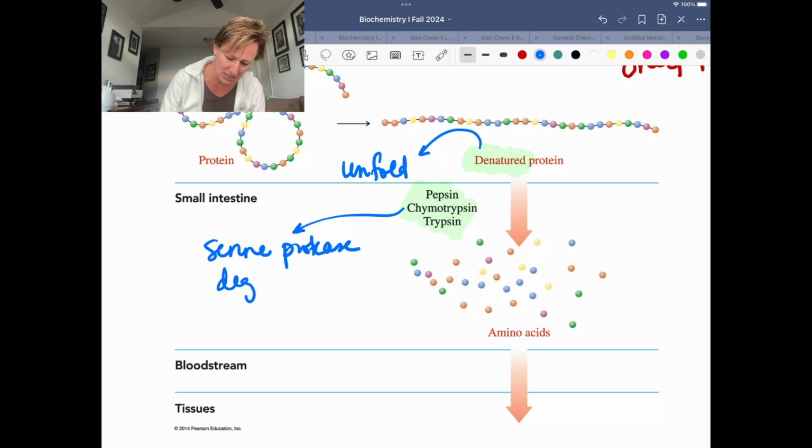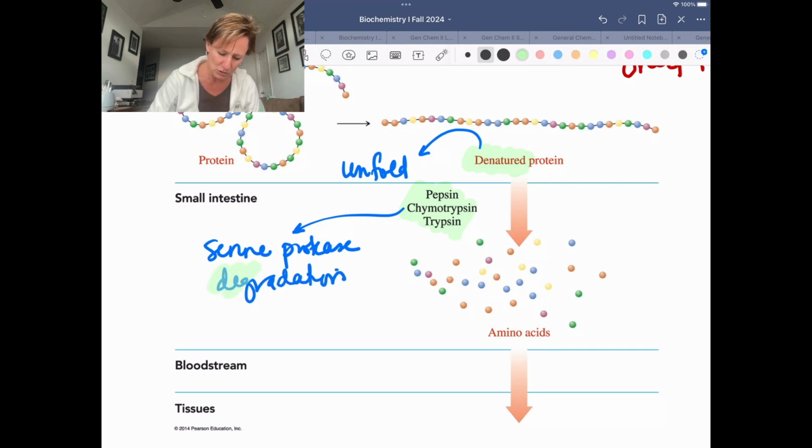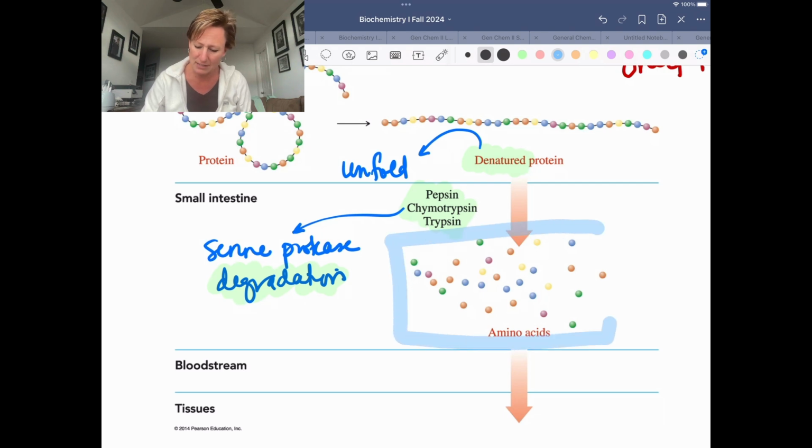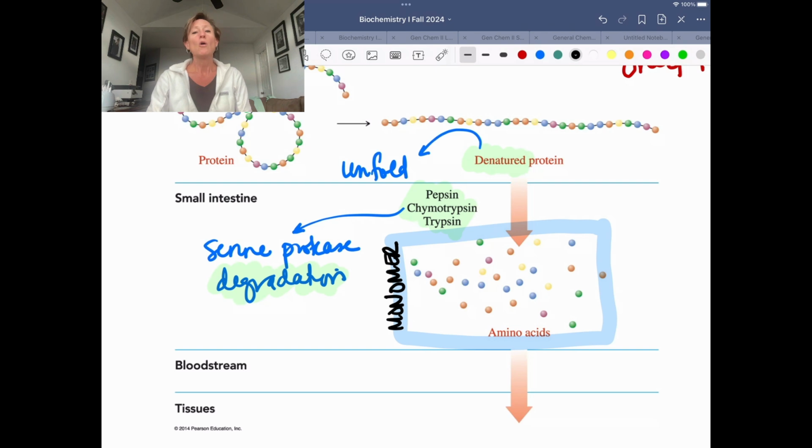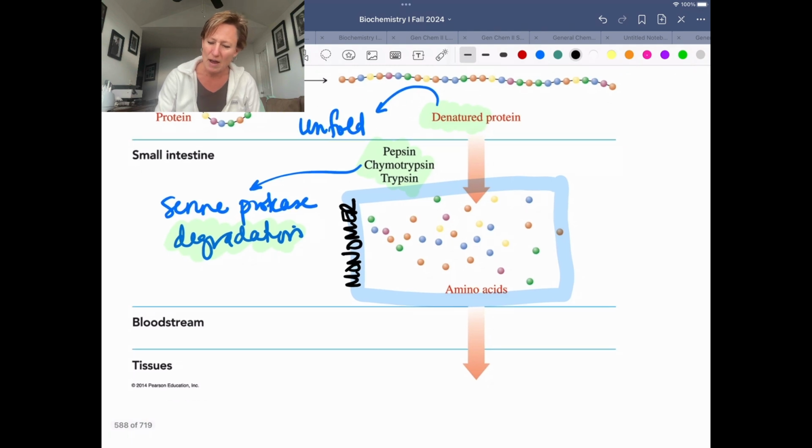So here we have degradation. Okay, so here is degradation versus denaturation. Want to make sure you understand the differences between those. But once we get to this point, you can see here we have got our monomers. We've got amino acids. So again, monomers here, and that is what we need to get out of our GI tract. So monomer. Okay, only monomers are able to exit your GI tract, enter your bloodstream, and ultimately be delivered to your tissues.